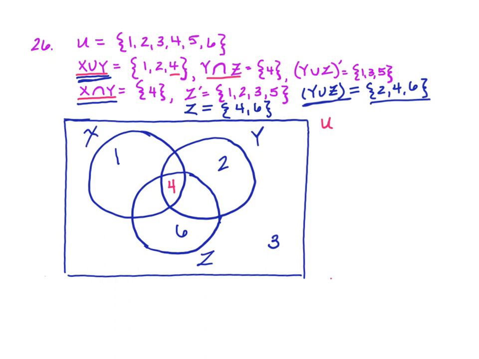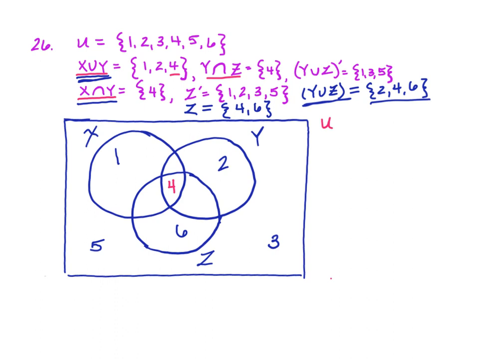And then 5, we pretty much have the same issue. We know 5 is not in Z because Z is 4 and 6. We've already determined that. And 5 is not in X or Y because, again, if it was in X or Y, it would have been in the X union Y, and it's not. So 5 is also going to be on the outside in that universal set. And so now I've accounted for all of the elements in the universal set through a Venn diagram.